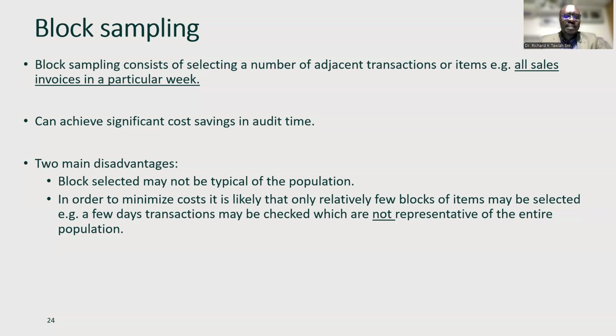The block selected may not be typical of the population, because sometimes in a particular week the sales will not be that much, but in another week it will be more. In order to minimize cost, it is likely that only relatively few blocks of items may be selected. So a few days' transactions may be checked, which are not representative of the entire population.